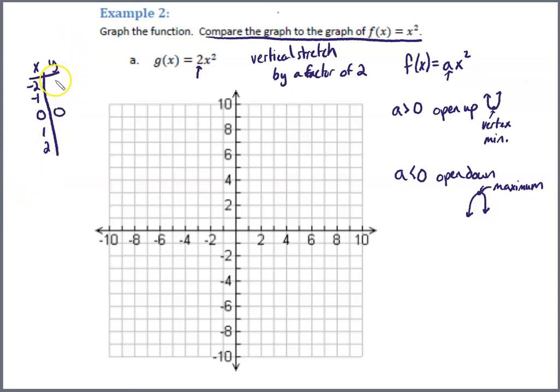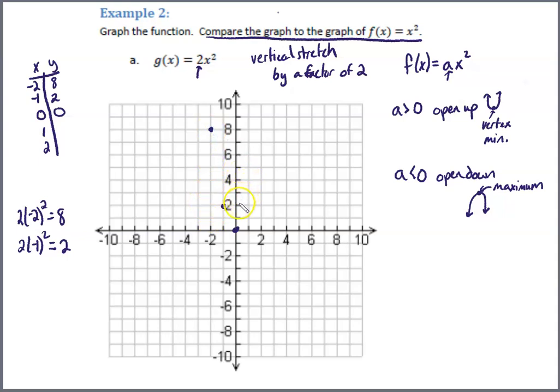So if I plug negative 2 into my calculator, meaning I'm plugging in negative 2 where x is, I get 8. And if I plug in negative 1 into my calculator, then I get 2. So let's go ahead and graph these points. Here's the vertex at 0, 0. Here is negative 1, 2. And here is negative 2, 8.